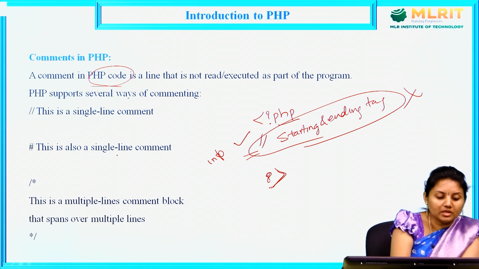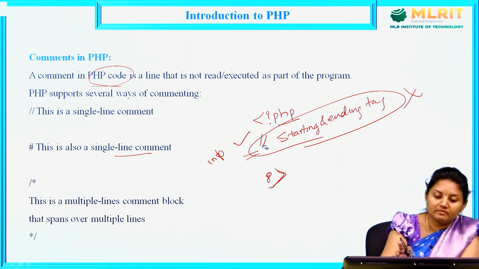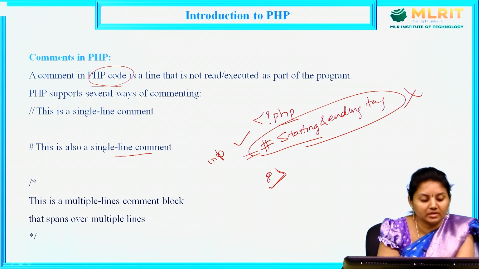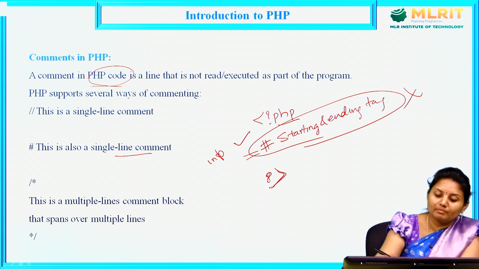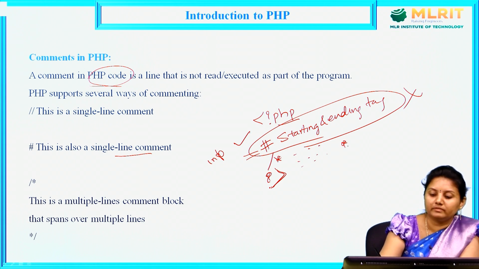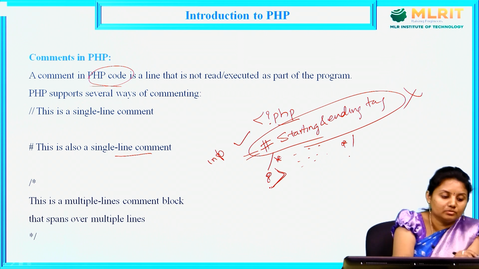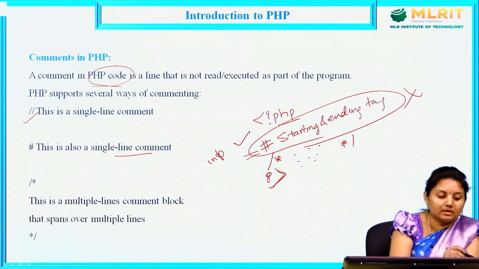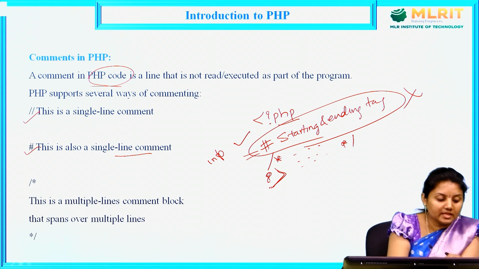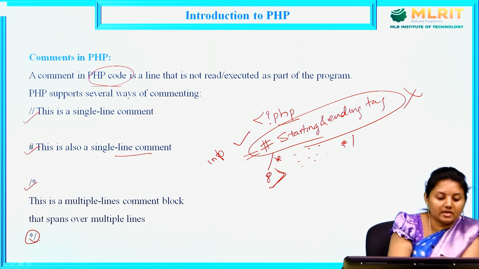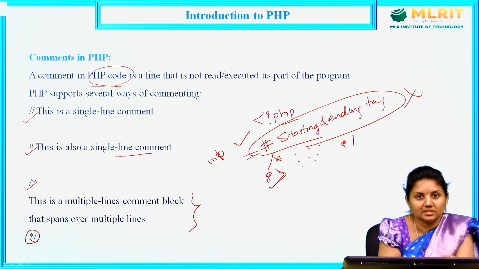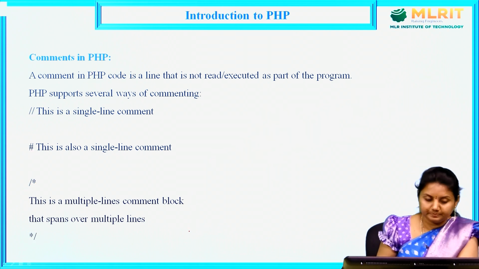This is a single line comment, where you can give a double slash, or you can also give a hash for getting a comment. Whenever you have multiple lines, just give slash star followed by the comments that you wanted to give, then star slash. So these are the comments you can give in PHP, either using a double slash for a single line comment or using a hash, then slash star and star slash for multiple lines of comments.